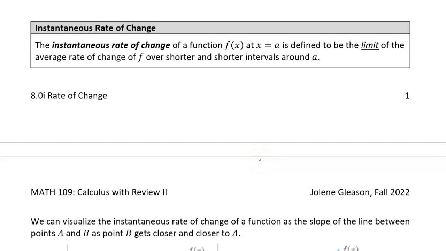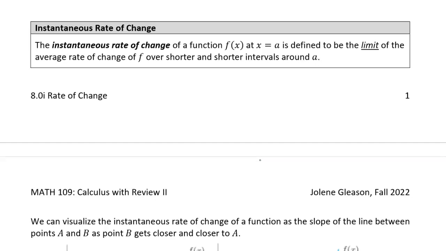All right, in that last example, we looked at the average rates of change of a function over intervals about a particular point in order to estimate the rate of change at that point. So that brings us to the concept of instantaneous rate of change. If we're trying to find the instantaneous rate of change of a function at a particular point, we define that to be the limit of the average rates of change over shorter and shorter intervals around that point.